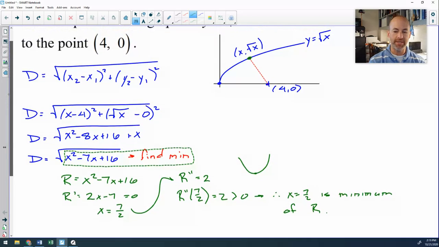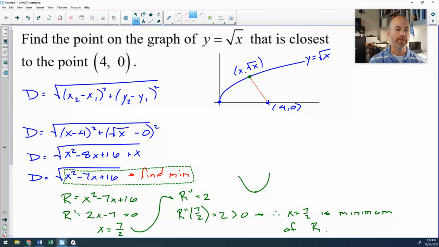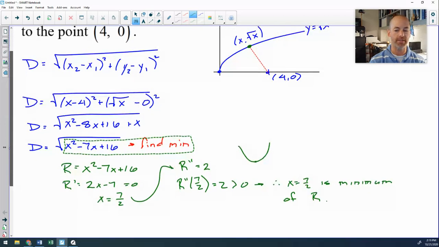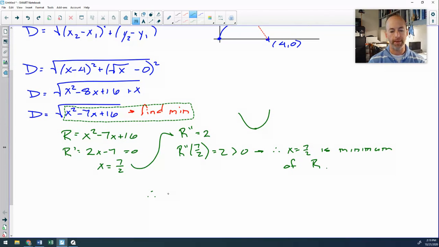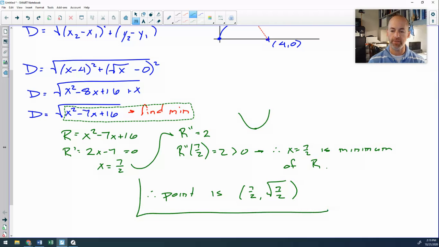But the question didn't say just find the x. Let me scroll up. It says find the point on the graph of y equals the square root of x. X equals 7/2 is not a point. That is just an x coordinate. So therefore, my point is the ordered pair (7/2, square root of 7/2). And I am actually happy just leaving it like that. And there is an optimization problem where you are minimizing the distance from a point not on a graph to the graph itself.